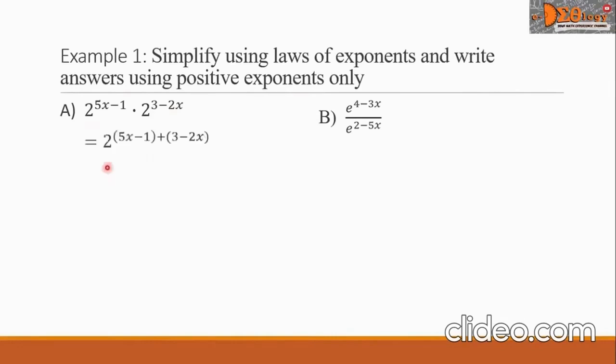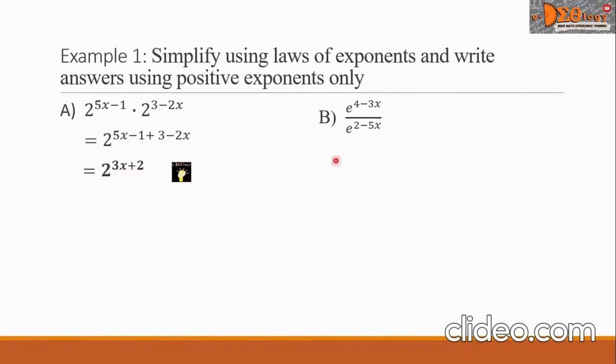So we have 2 raised to 5x minus 1 plus the other exponent, 3 minus 2x. So we can directly remove the grouping symbol and add corresponding terms. The 5x and the negative 2x, we will combine together. It will be 3x. The negative 1 plus 3 is positive 2. So our final answer is 2 raised to 3x plus 2.